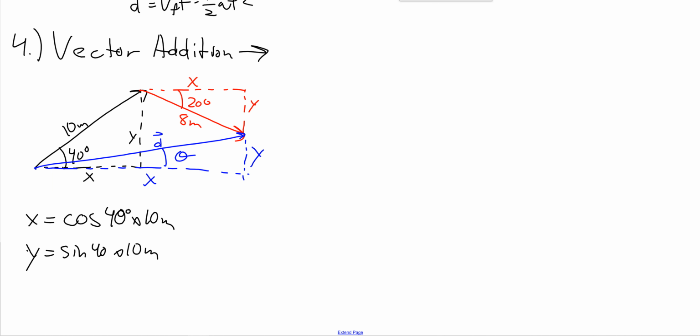And then for my red one, X would be the cos of 20. Is X always cos? No, it just happened to be that way because of the way I drew it. It could be either one. Times 8 meters, and Y would be the sine of 20 times 8 meters. Then I would take those X's and Y's and put them together to get my resultant.